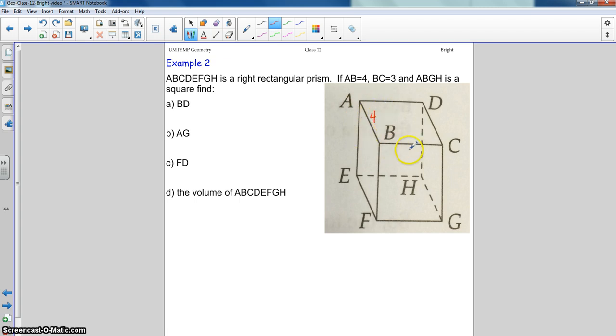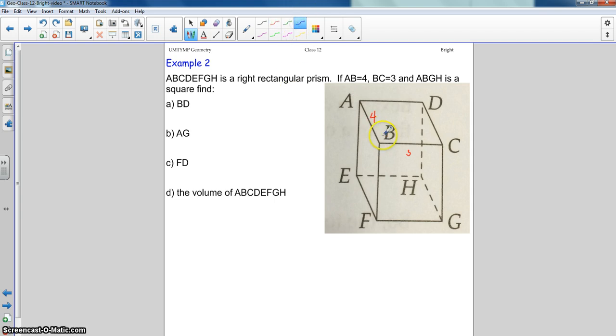BC is 3. And ABGH is a square, find all these different things. Okay, so the first thing, BD, I don't think that actually depends on this fact that ABGH is a square. That might come in later.